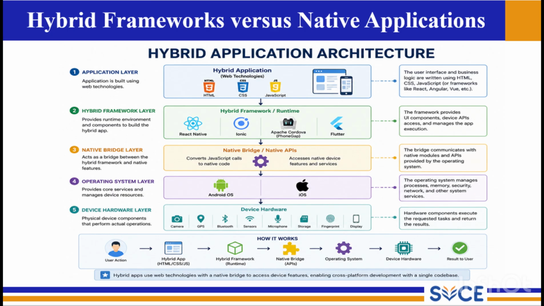The third layer is called the native bridge layer. This is the key component that differentiates hybrid applications from native applications. Since the application is written in JavaScript, the operating system cannot understand those instructions directly. Therefore, a bridge is required. The native bridge converts JavaScript functions into native API calls that the operating system can understand.